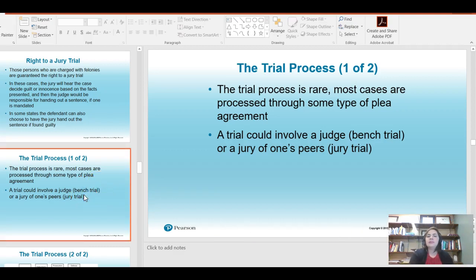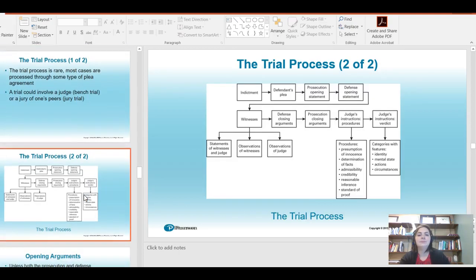The trial process itself, so far we've talked about an arrest, a booking, an initial appearance, a preliminary hearing, and an arraignment. Next, if the defendant pleads not guilty at that arraignment, the case is scheduled for a jury trial or a bench trial. Before then, we might have some motions back and forth to limit or exclude evidence. And then once the trial process starts, it looks like this.